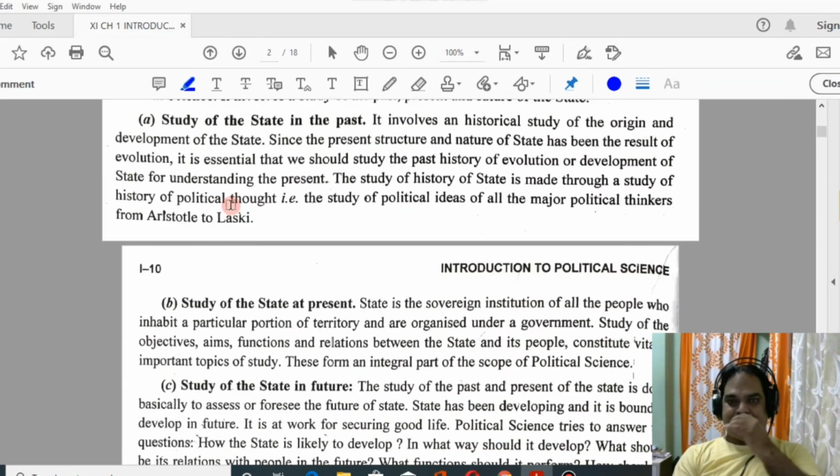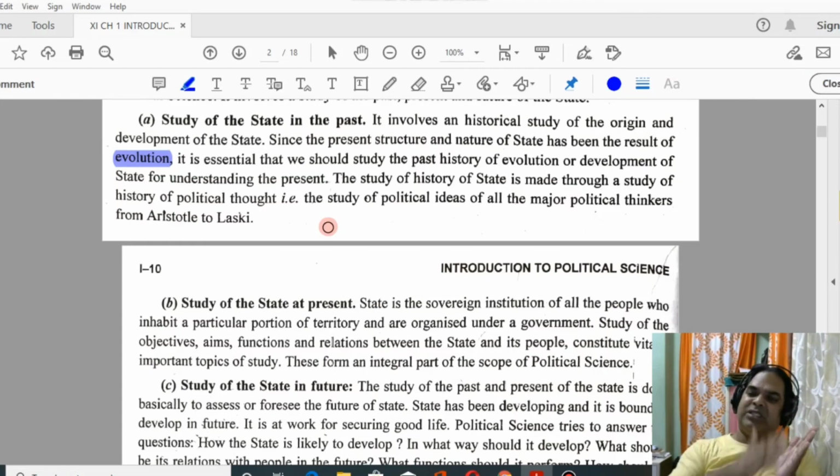Okay, now you can see here, it involves a historical study of the origin and development of the state. As you know, the state has been developing and changing from time to time. The present structure and nature of the state has been the result of evolution. That is also true. The state in which we live today is a result of evolution. We'll study all this in divine origin theory, social contract theory, evolutionary theory. As time passed, my dear, the state also kept on changing and evolving.